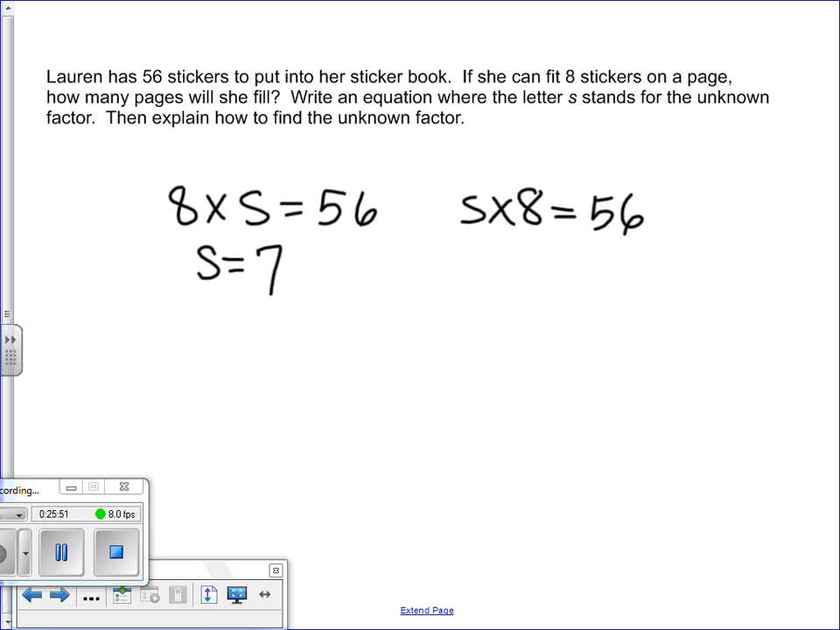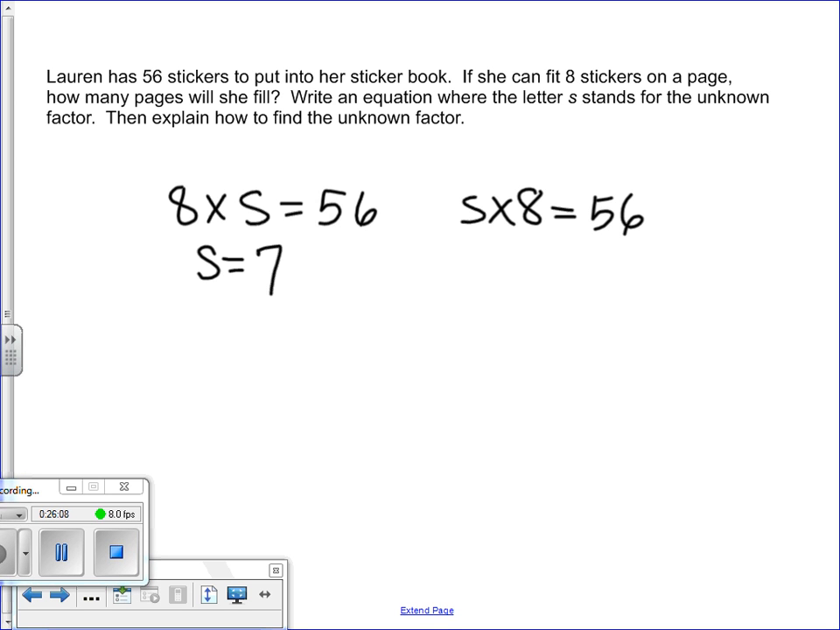Now, second part of the question, explain how to find the unknown factor. Tell me what you did to find it. We've been doing unknown factors this whole review lesson. Brianna. I tried every number, and then I got to 7, and I found the unknown factor.